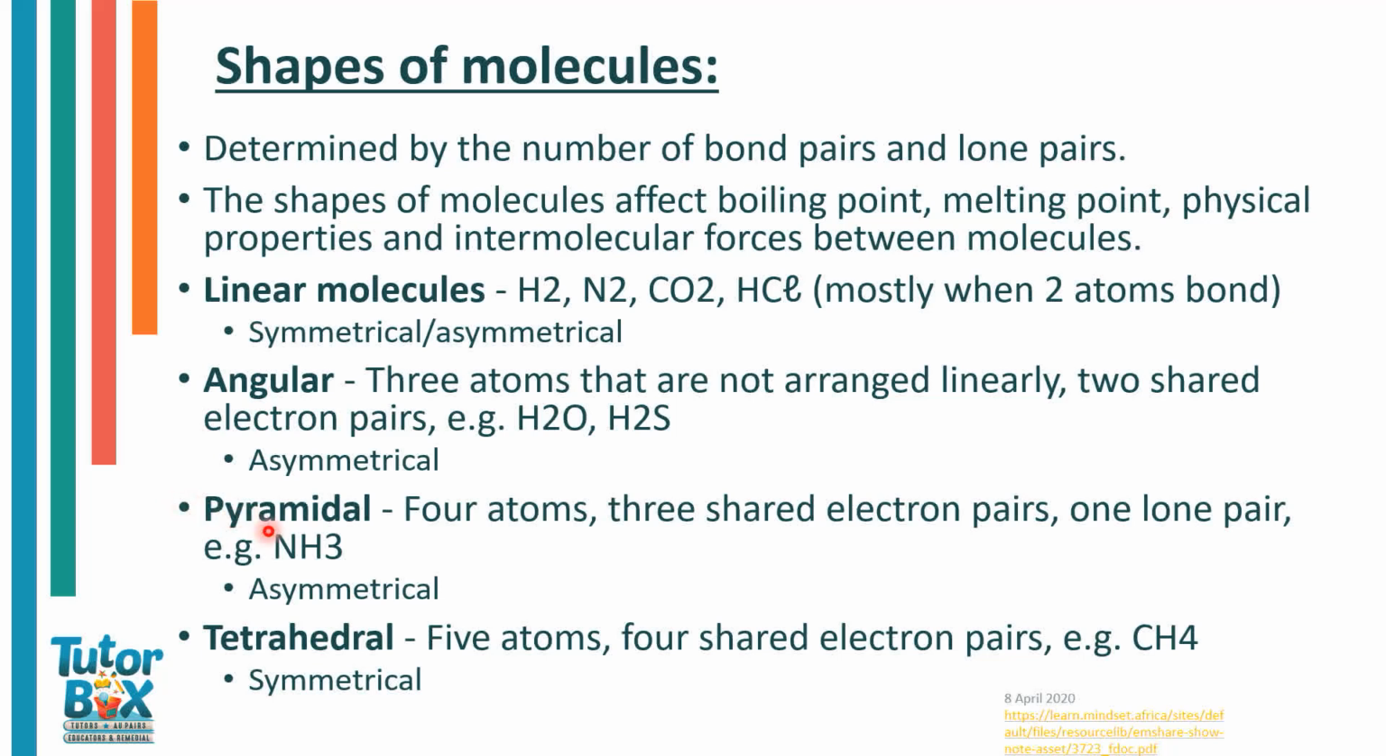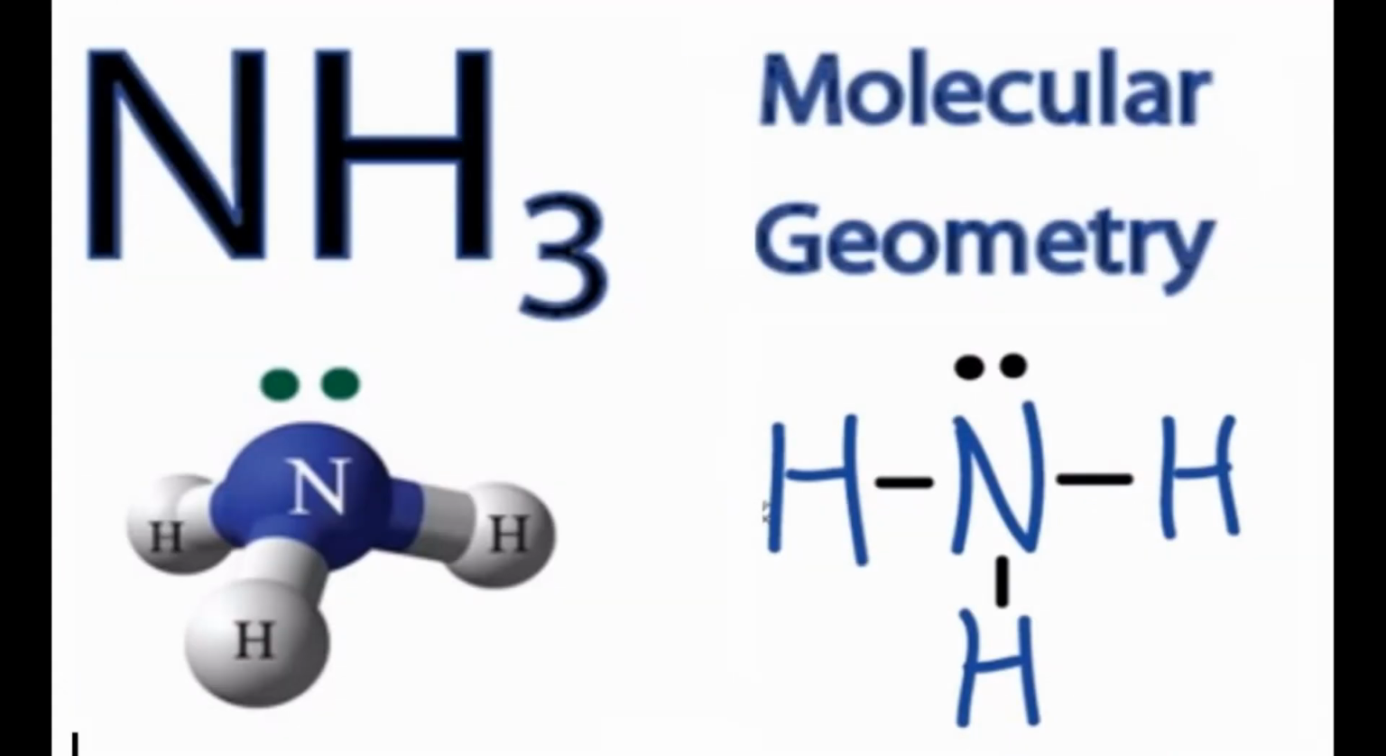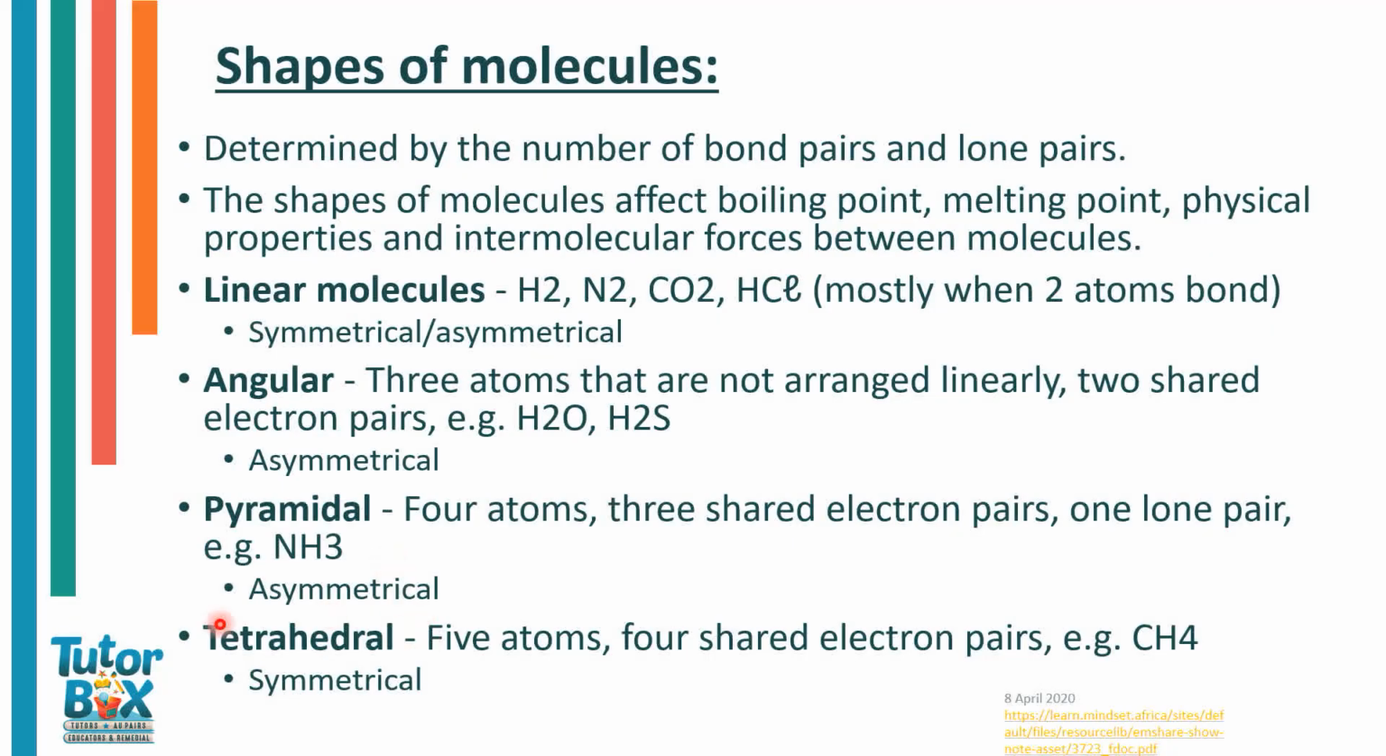Okay. Pyramidal, that is when you have 4 atoms, 3 shared electron pairs, and 1 lone pair, so NH3, and this is asymmetrical, because when you think about the shape of NH3, you have a lone electron pair, which will be negative, so it will skew the polar and it won't be symmetrical. Whereas tetrahedral, you have 5 atoms and 4 shared electron pairs, such as CH4, and so it is symmetrical.